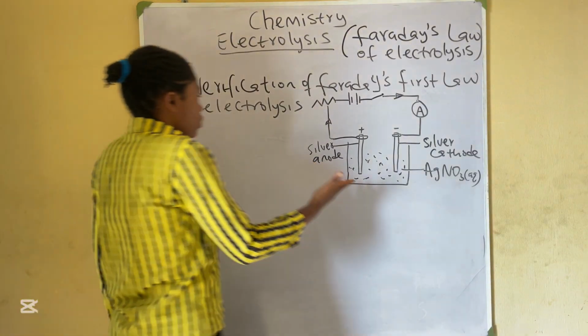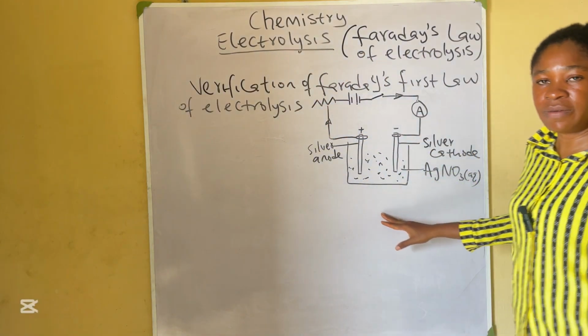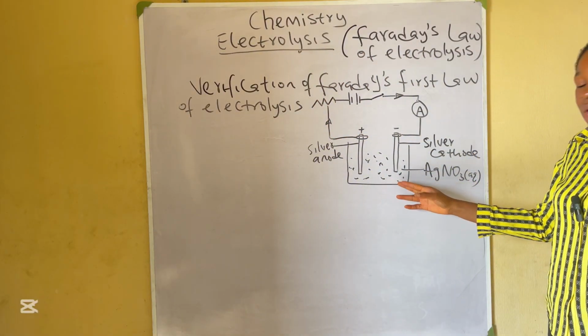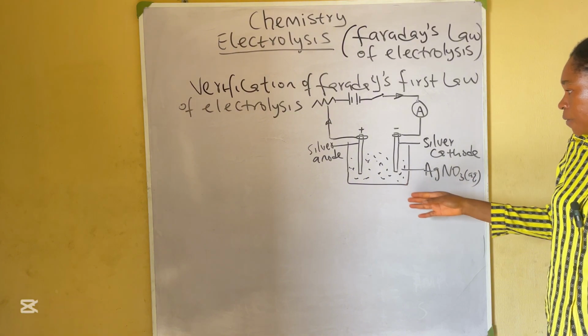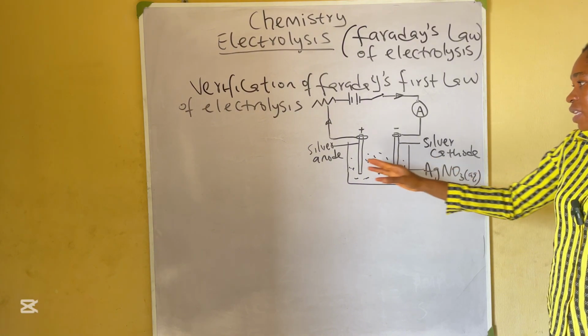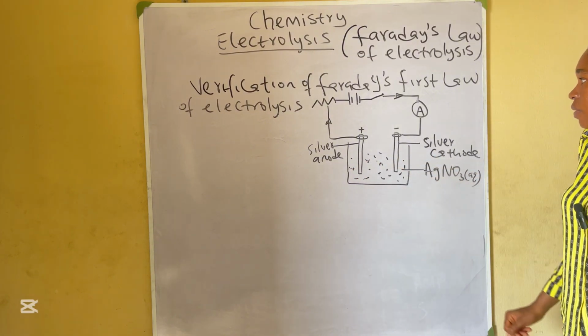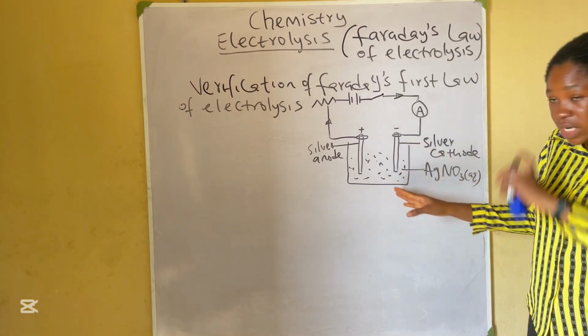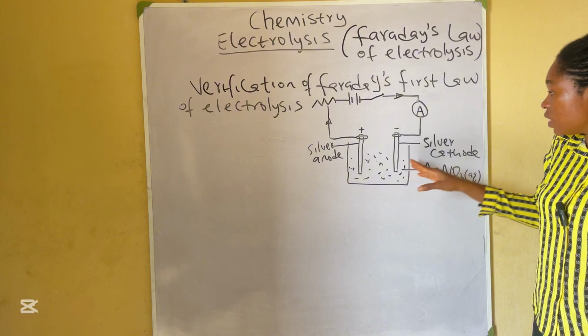Let's look at the verification of Faraday's first law of electrolysis. This is a setup for the verification of Faraday's first law of electrolysis. You can see our electrolyte is silver nitrate solution. Here you have a silver cathode and a silver anode. So when electric current passes through this electrolyte, silver is deposited.